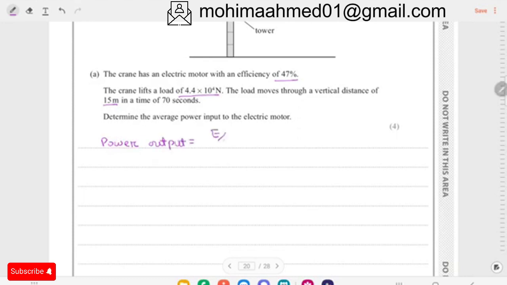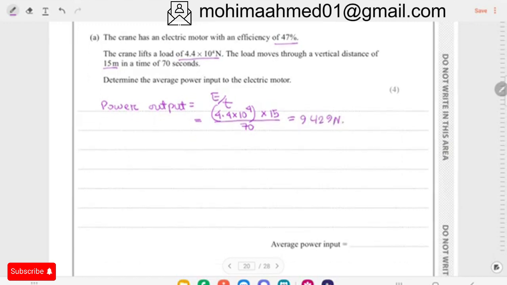energy over time. Energy is 4.4 multiplied with 10 to the power of 4, then multiplied with 15, this again divided with 70. This will give you the energy, which is 4.4 10 to the power of 4 multiplied with 50 over 70. That gives you almost 9429 approximately watts. Okay, so this was the power output.